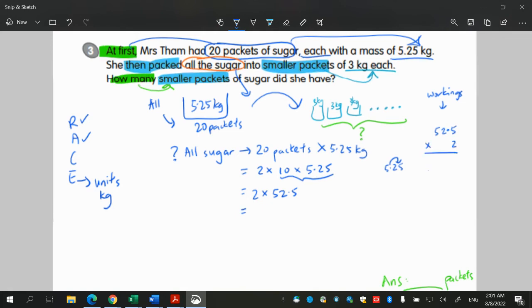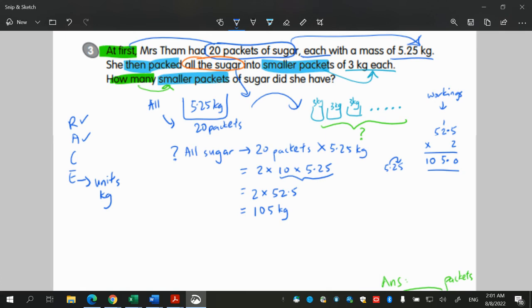I do my multiplication as with any whole number multiplication, just keeping in mind the decimal points and their alignment. 5 times 2, 10. We group the tens place. 2 times 2, 4, plus the extra 1, 5. And then 5 times 2. So you have 105 kilograms. I can drop that decimal point, make it invisible, because it's 0.0.